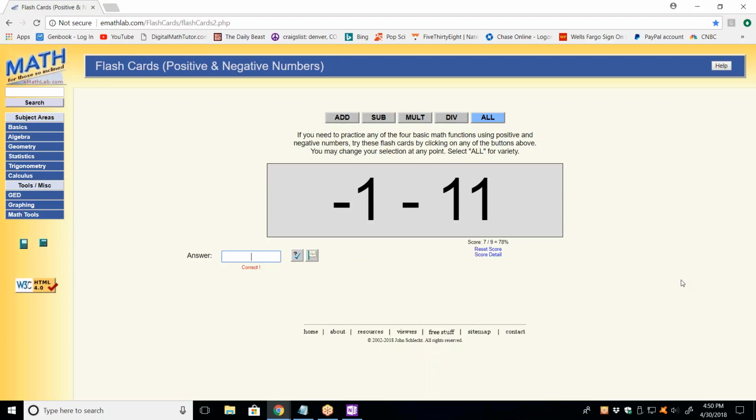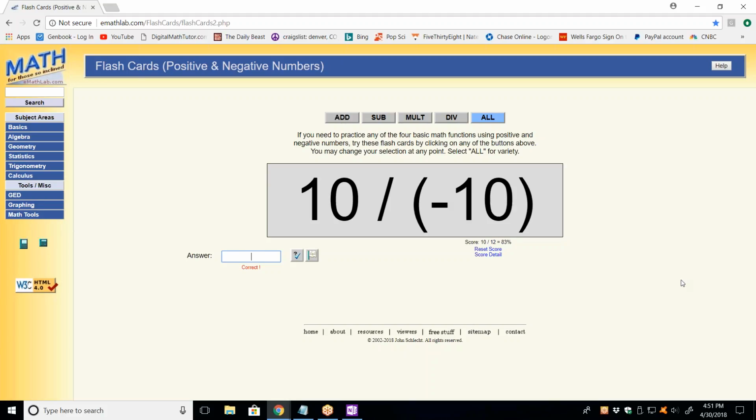-12. Good. 16. Good. 0. Good. -1,000. 100. When you divide a number by the same number, what do you get? If I divide 5 by 5, what do I get? 1. Okay? Now if I add a negative sign to one of them, it's -1.